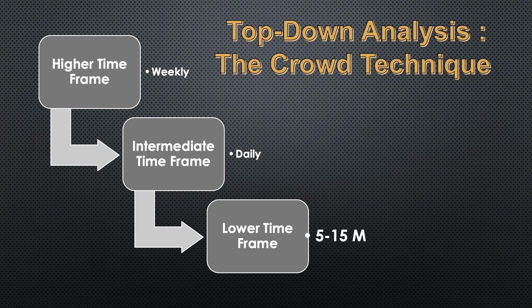The crowd technique works like this. First, traders start with the weekly chart to get a big picture view. They mark key support and resistance levels, thinking this will help them understand the overall market direction. Next, they move down to the daily chart to refine those key levels and look for possible trade setups. Here, they try to narrow down opportunities by focusing on how price moves around those weekly levels. Finally, they switch to a lower time frame, like the 5-minute or 15-minute chart, to find the perfect entry point. At this stage, they're looking for specific patterns or candlestick signals to time their trade.